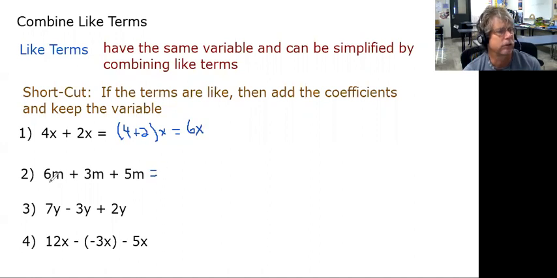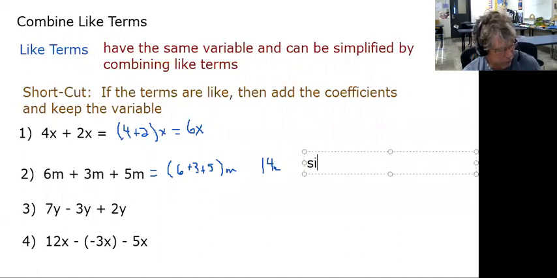So if I look at 6m plus 3m plus 5m, these are all like terms because they have the same variable. So what we do is we just add the coefficients. We add the 6, we add the 3, and we add the 5, and we keep the variable, which is m. So 6 plus 3 is 9, 9 plus 5 is 14, so that's going to be 14m. So that's what we mean by simplified. So 14m is the simplified version of that.